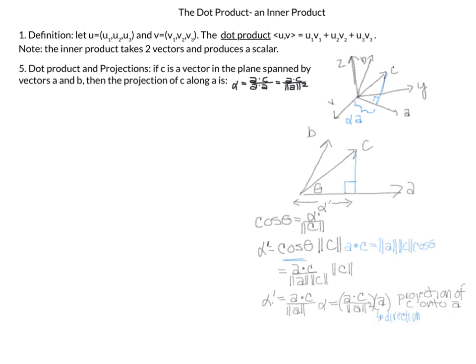If I now want to add the direction onto my projection, because currently I only have the length, this alpha prime is only the length from the origin to here. If I want to add the direction, I can multiply my alpha prime by A, and that will give me the direction of A. But then I also need to divide by the length of A so that I don't disturb this length that I found here.